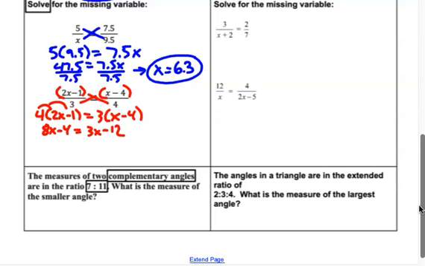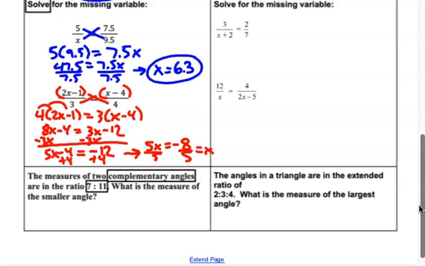I would subtract and get the x's on the same side. Then we have 5x minus 4 equal to negative 12. Add 4 to both sides, and we have 5x equals negative 8. When we divide by 5, negative 8 over 5 is a good enough answer for x. Negative 1.6 is another good answer.